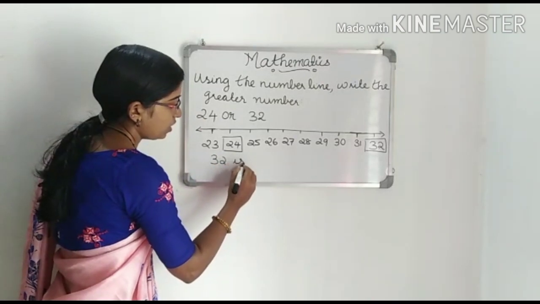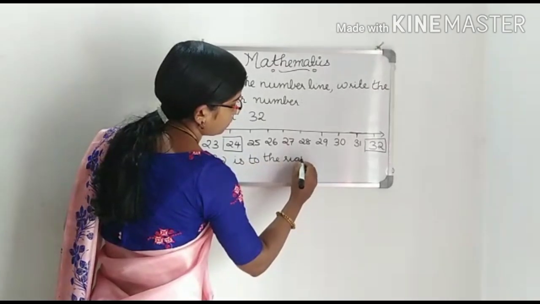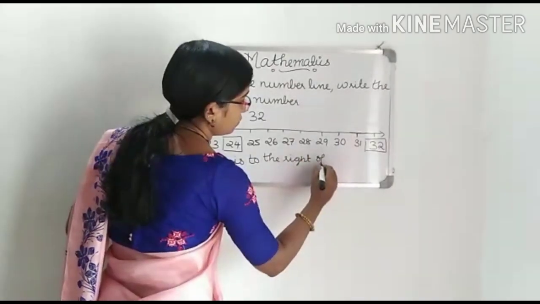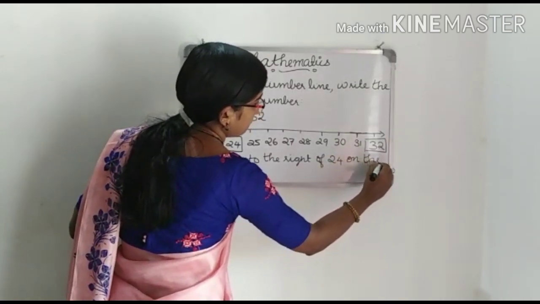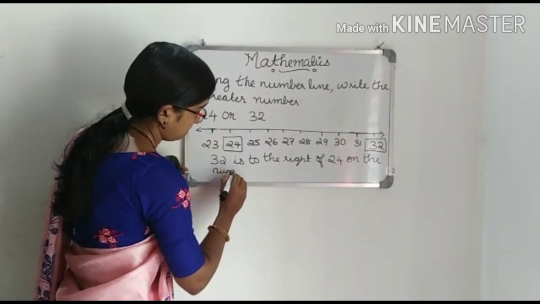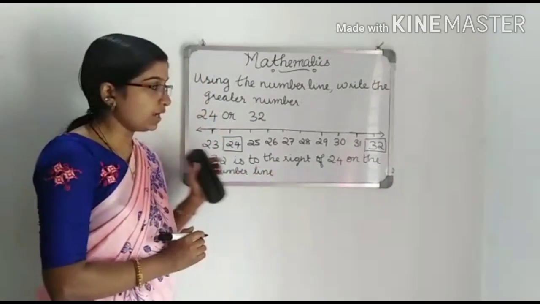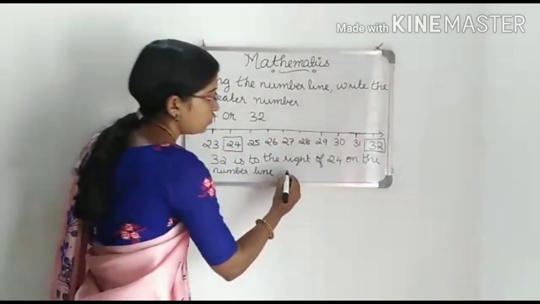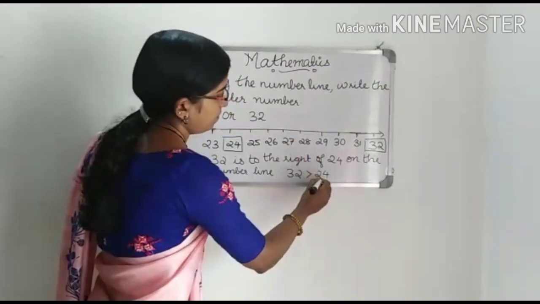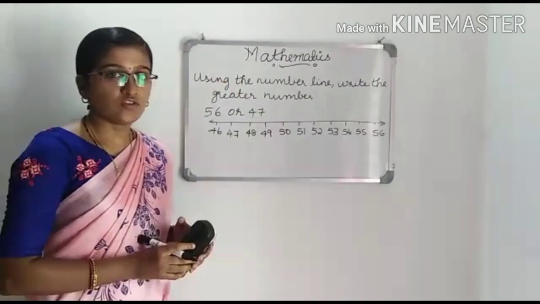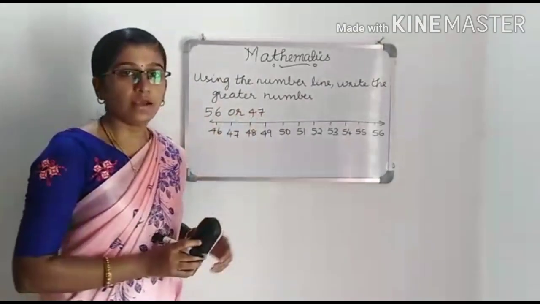32 is to the right of 24 on the number line. So we can say that 32 is greater than 24. Is it clear, children? Let's do one more problem. Here is the number 56 or 47.